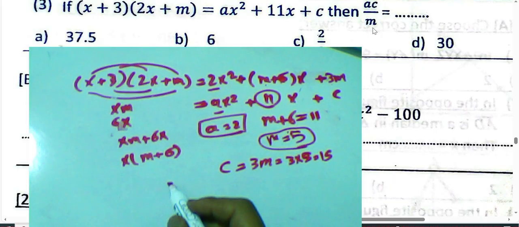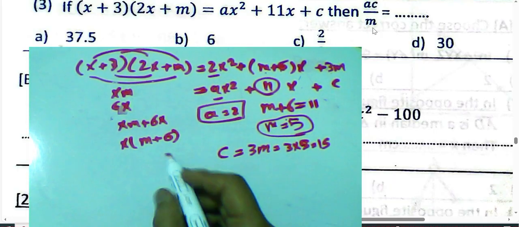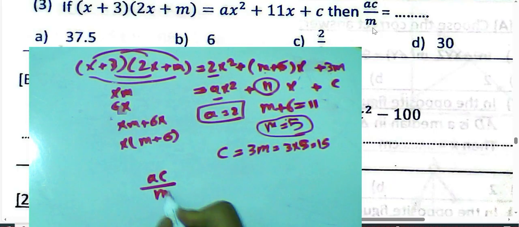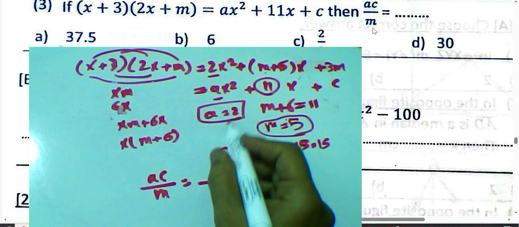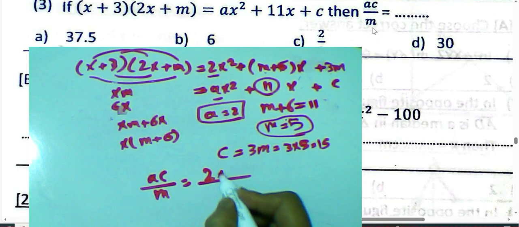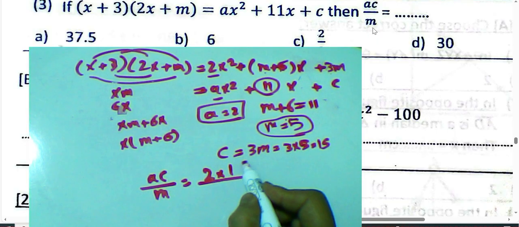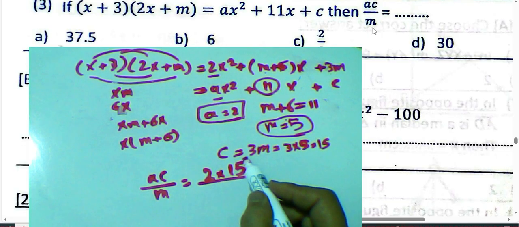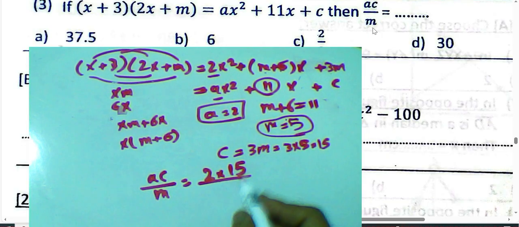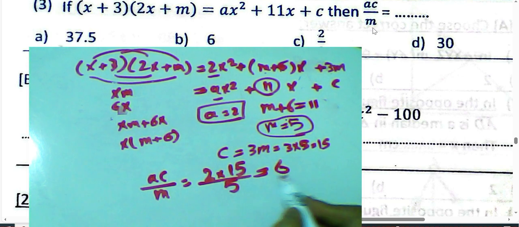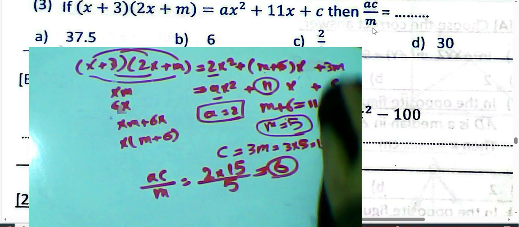He wants what? He wants to find a times c over m. The value of a equals 2, times the constant, which was 15, divided by m. The m here was 5. 15 divided by 5 is 3. 3 times 2 equals 6. The value here is 6. It's an important question. Okay.